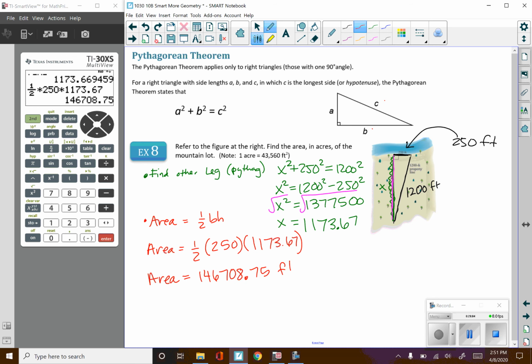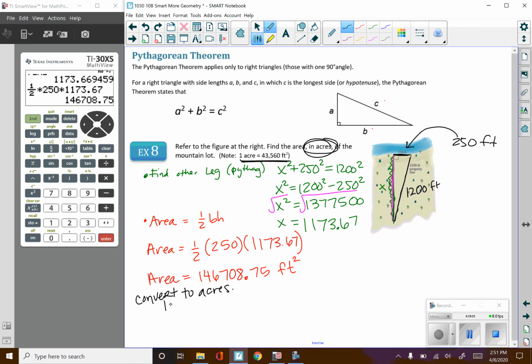$146,708.75, and that was feet times feet, so that is square feet. Our last step on this problem is that we want to find the area in acres, and it gives us a conversion factor right here. So we're going to convert.